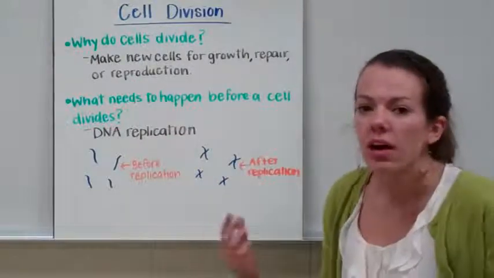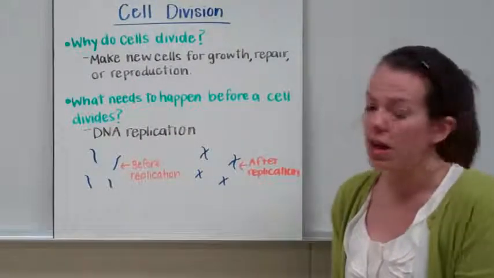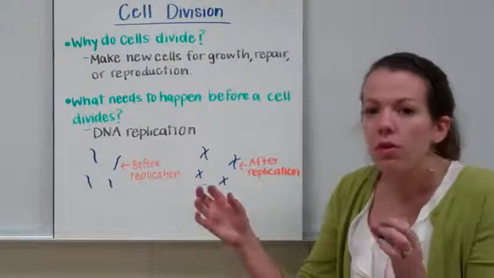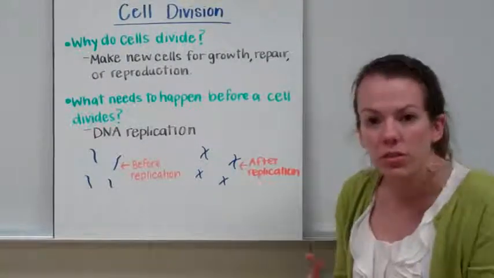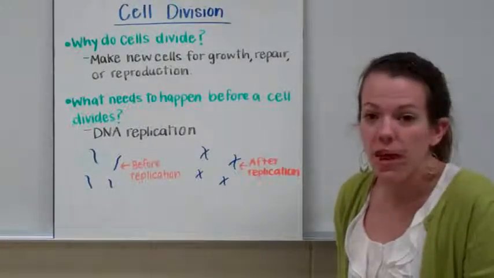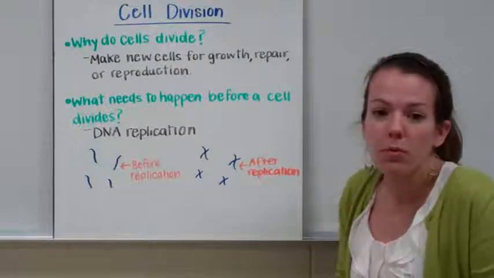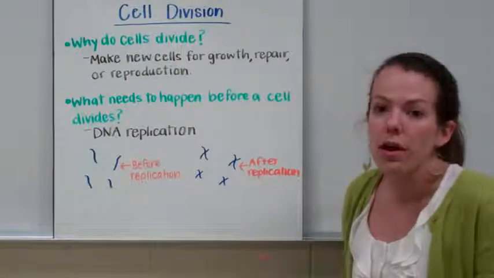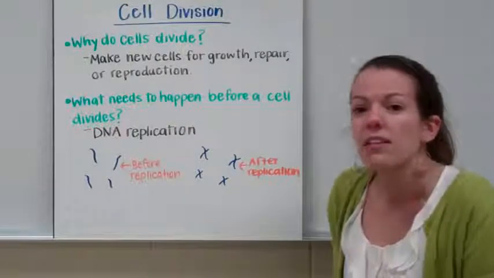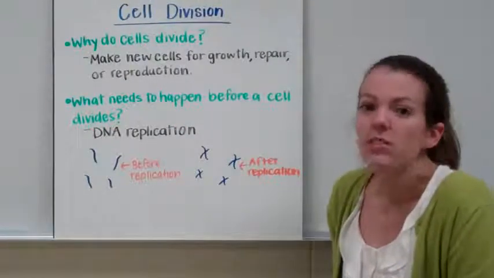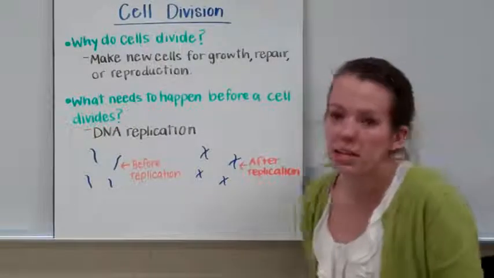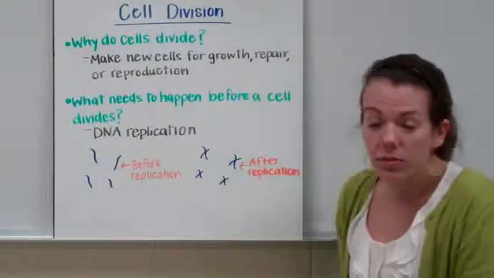Whenever you have a cut on your arm, in order to heal that cut, the cells on the outside of the cut divide in order to fill in the cut with new cells, and those new cells will form a scar. Whenever you're growing, your body divides the original cells to make more cells to fill up your growing body. And when a cell needs to reproduce, your body makes eggs and sperm in order to help us sexually reproduce. There's a few things that need to happen before a cell divides.